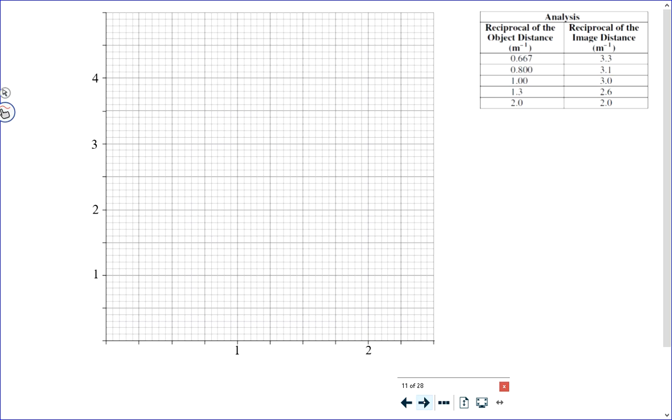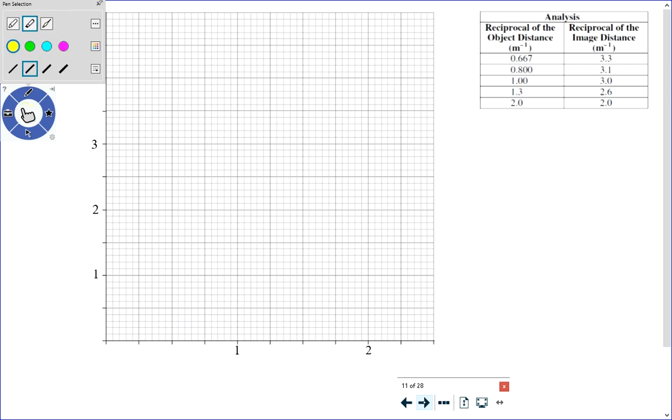By the way, you would label the axes and you would give the graph an appropriate title. I'm not doing that, I'm just explaining the physics to you. The axes would both have units of meters to the -1, because when you look at your data table, that's what we have for units.